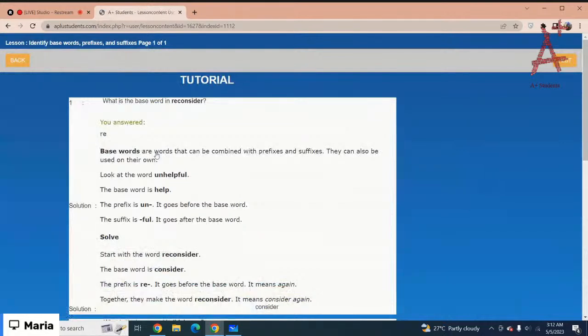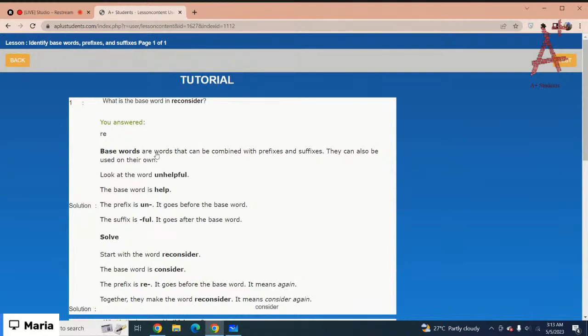Base words are the words that can be combined with prefixes and suffixes. They can also be used on their own. Got it? So basically the base word is the word that you can combine with either prefix or suffix. Got it? So they can also be used on their own.